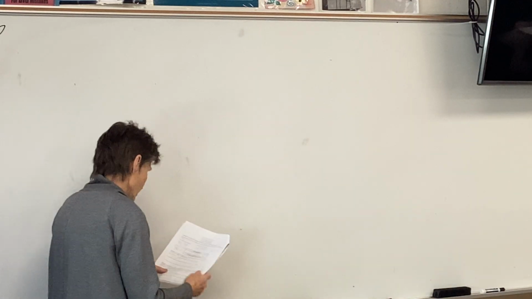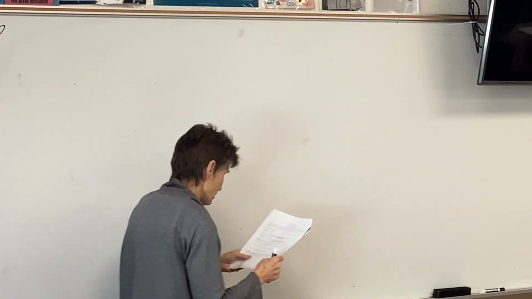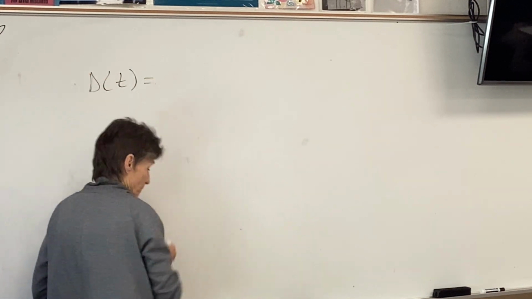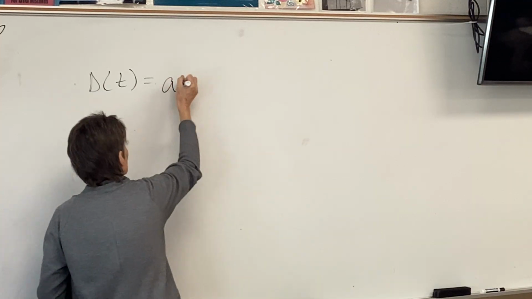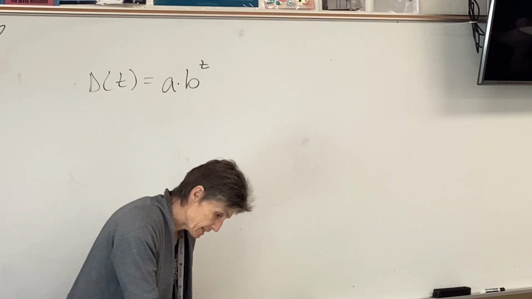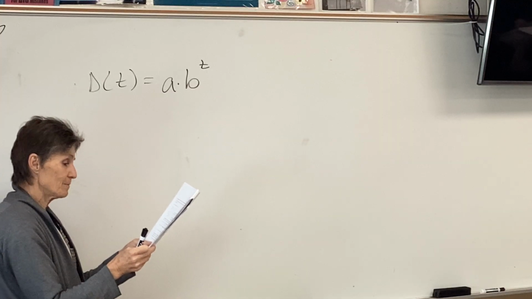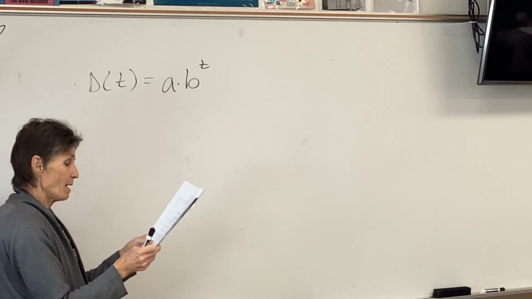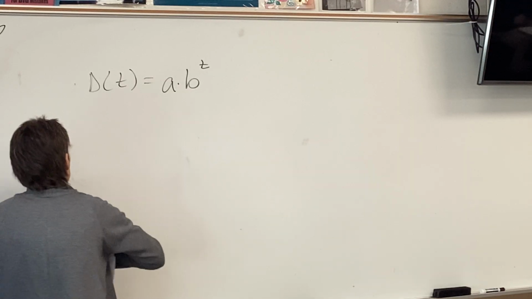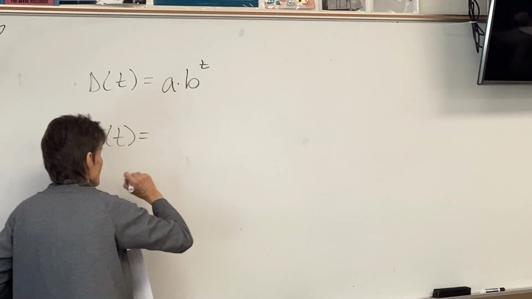So 50 deer were introduced to a large wooded area. Population can be modeled by the exponential function. T is years, and D of T is the population of deer. The population of deer increases by 13% each year. So, given that information, you should be able to write your equation.